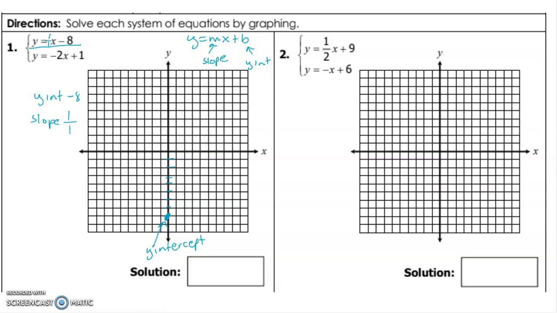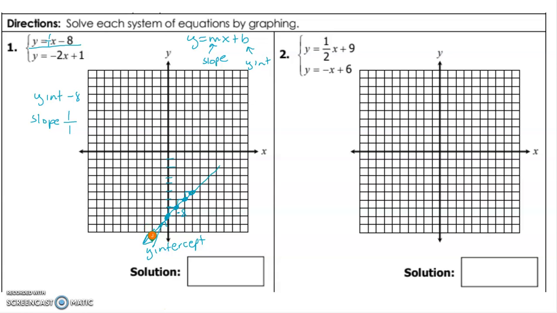So that means from the y-intercept at -8, I want to go up 1 and to the right 1 and put another dot. And then I'm going to go up 1, to the right 1, and put another dot. Up 1, to the right 1, and put another dot. And then what I can do very carefully is take my ruler and draw a line between all of those dots, and that is how I will graph my line.